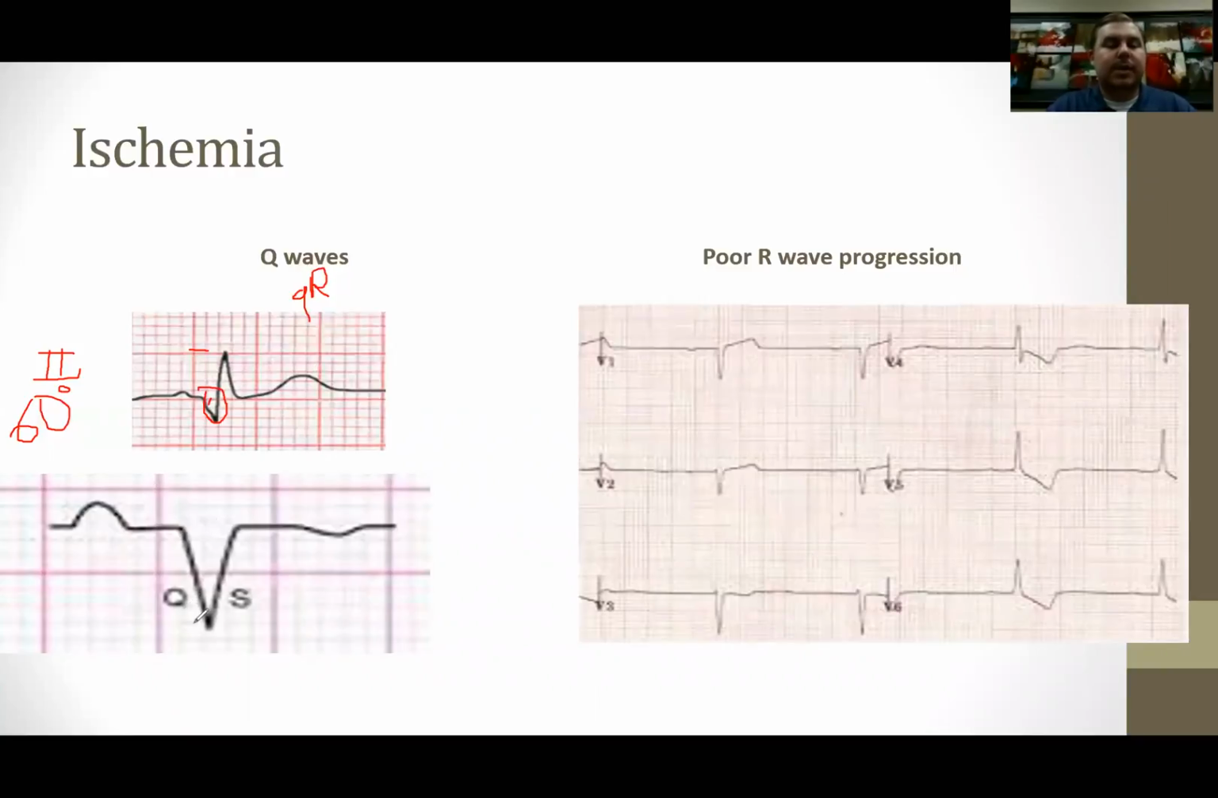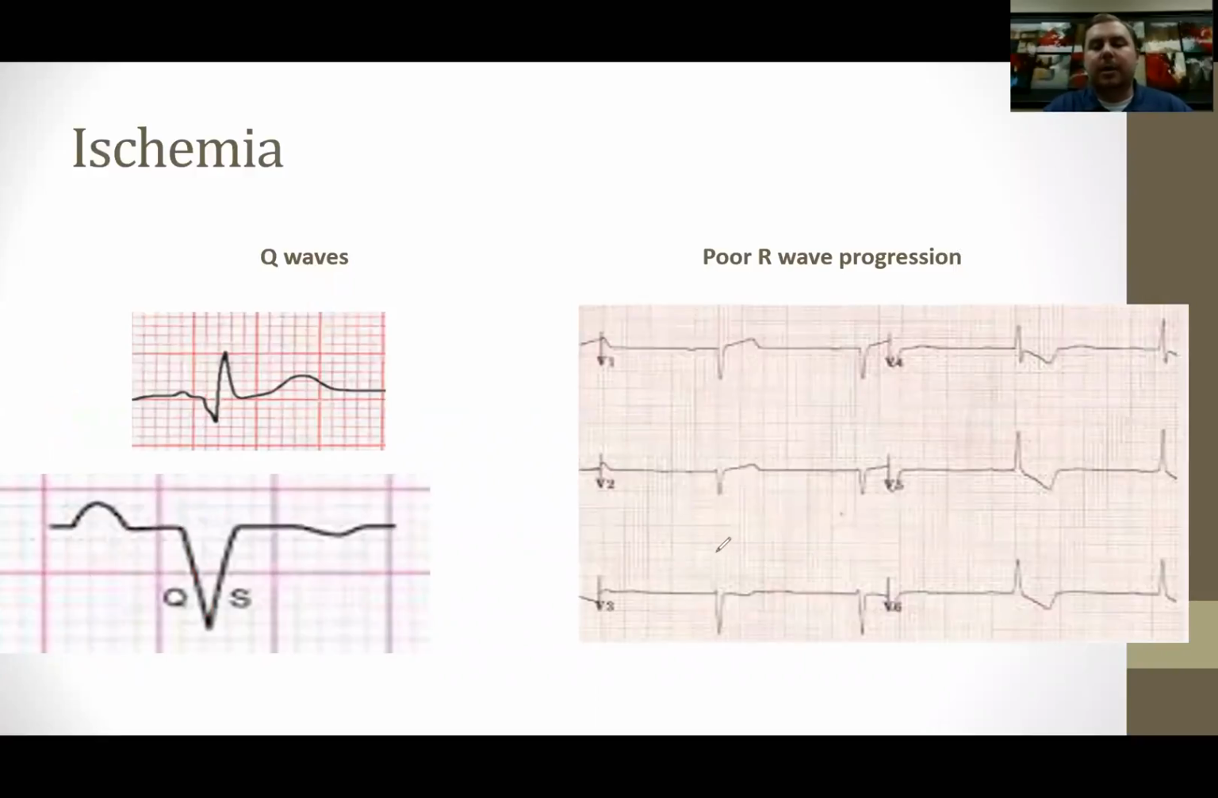What's worse is this QS wave. All of this is just a negative QRS, so it has no positive aspect. So say if this was lead 2 again, it means that lead 2 sitting at 60 degrees isn't getting any conduction to it. So all of that section of the heart is dead because it doesn't have any positive aspect. That's sort of associated with this poor R wave progression.